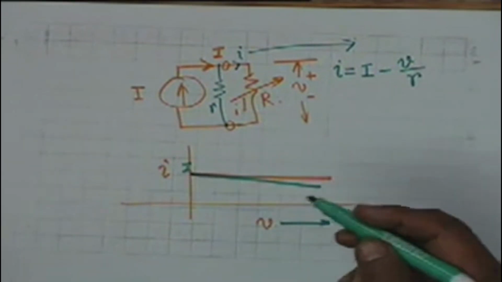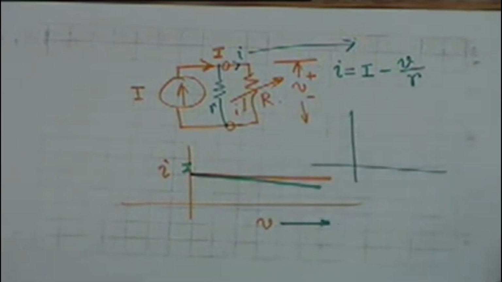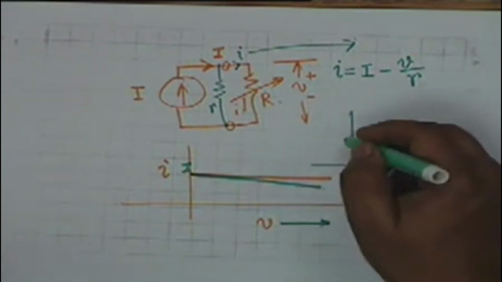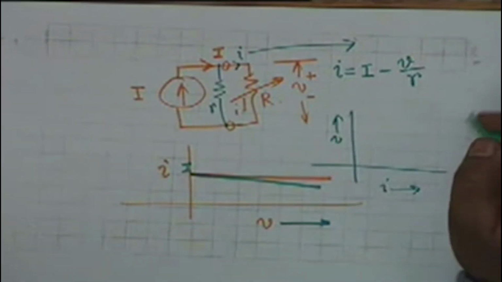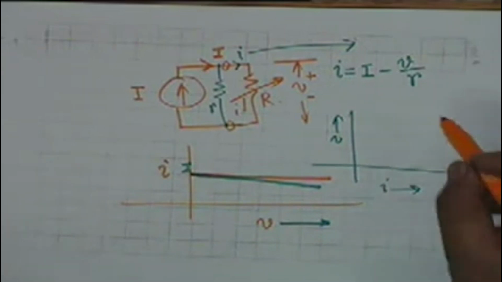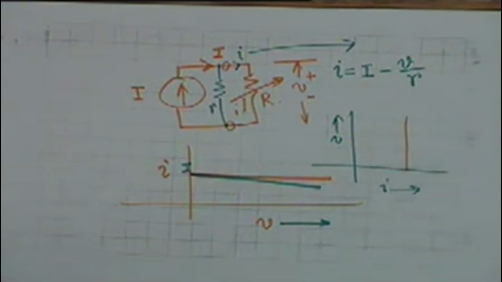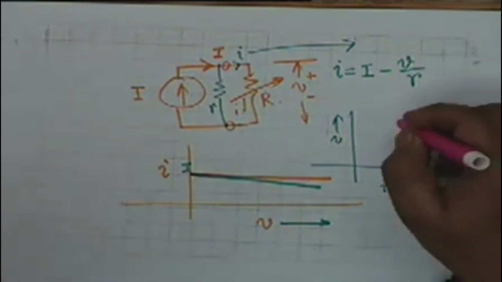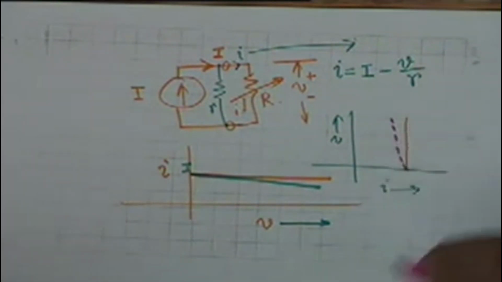We shall have such games in the tutorial class. If I had drawn it the other way around, suppose we draw V here and I here, what kind of characteristic would I have got? For an ideal source, it would be a vertical line. For a non-ideal source, tilted towards, is it this way? Yes. Okay, that's wonderful.